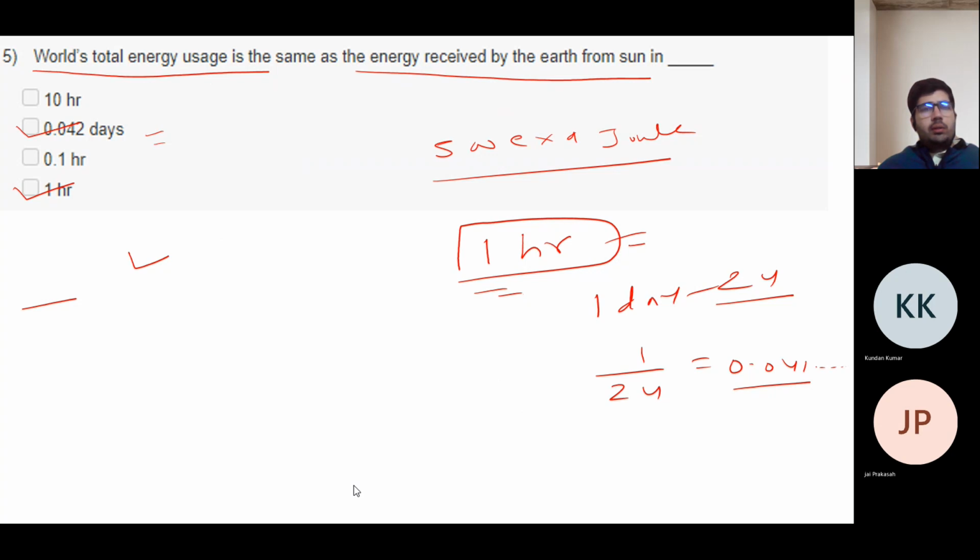This is again a question: total energy used in a day is the same as the energy received by the Earth from the Sun in how much time? So we have seen all the calculations: it's around 1 hour to receive the total energy. Okay, and if you convert 1 hour into days, it will be around 0.042 days.